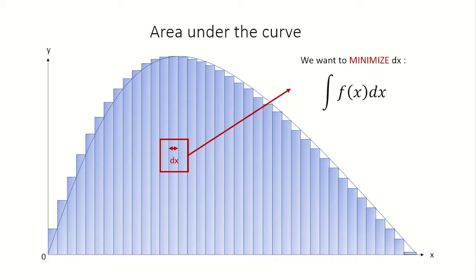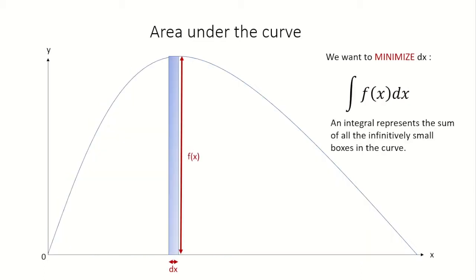And this is what an integral does. It minimizes dx until it becomes infinitely small. And this is your basic notation. So you have your integral symbol and then your f of x times dx. And basically your f of x is your y-axis and your dx is the x-axis. So your integral represents the sum of all the boxes where dx is infinitely small under the curve. And what's interesting about integrals is that it keeps the idea of the boxes but gives you a continuous area under the curve.